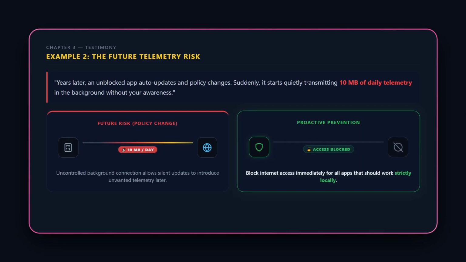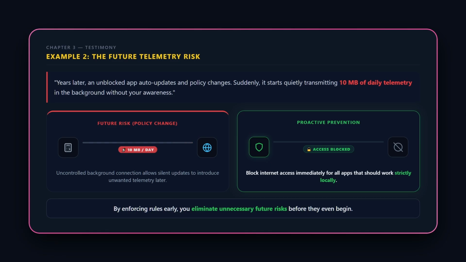Example 2. Prevention. Let's say you didn't block internet for Ultimate Calculator 2000. A few years later, it auto-updates itself like every app does. And after that, it starts sending 10 megabytes of data daily to the internet. You wouldn't even notice. Only later you will find out that the owner of this calculator changed its company policy and now requires daily telemetry data from its users. To prevent unnecessary future scenarios, you simply block internet access for all apps that by design should work strictly locally.